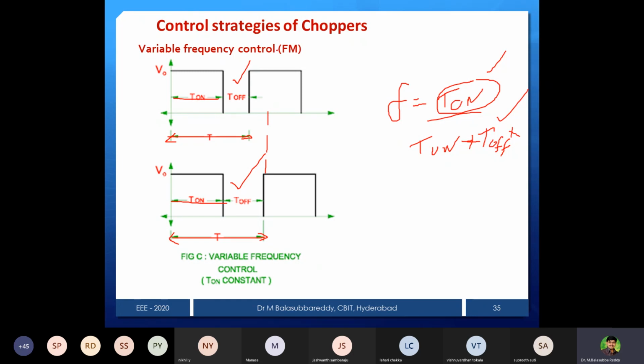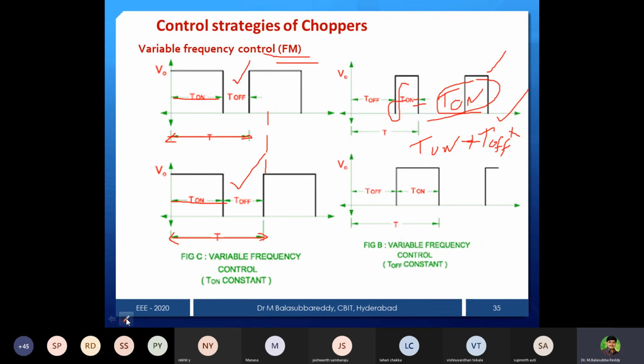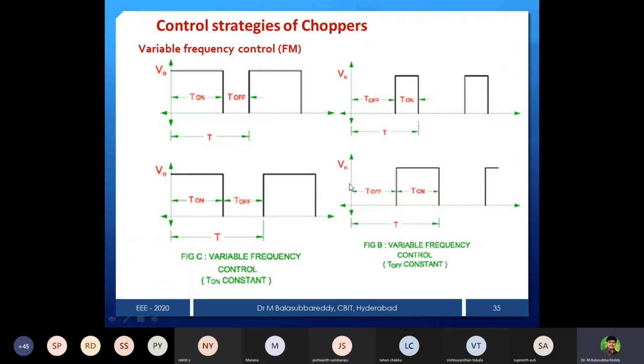That is the major problem if I use frequency modulation. Another problem you can notice: in the first case I fix the on period and vary the off period; in the second case I fix the off period and vary the on period. If I fix the on period and vary the off period, in some cases the off period is also large, which leads to discontinuity of current. That will come later. At the moment, that is one problem, and the other problem is frequency variation at every value of delta.